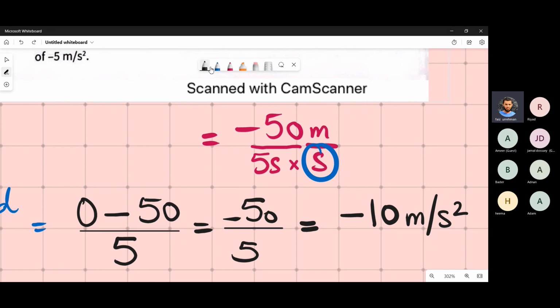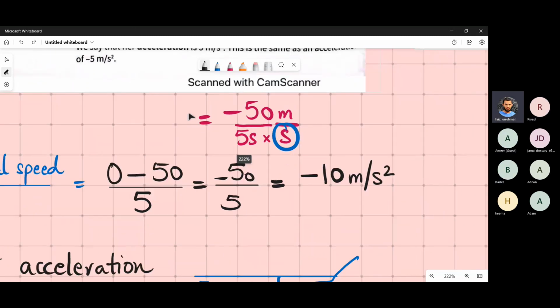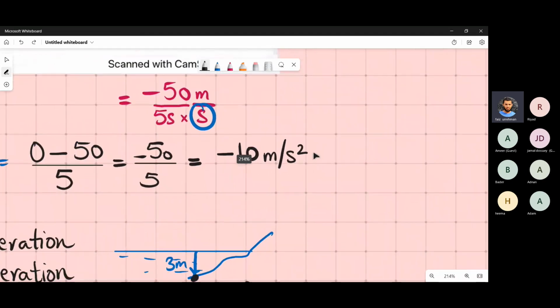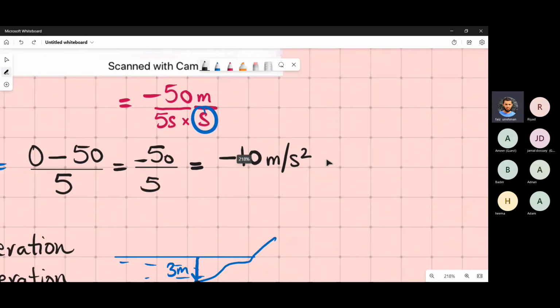Listen to my question one more time. Second multiplied by second will give you what? Second square. Power 2. Second square or second power 2. That's why you have a power 2 in the acceleration. Clear?